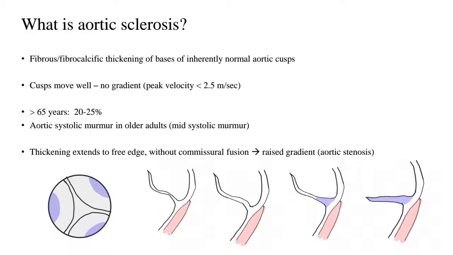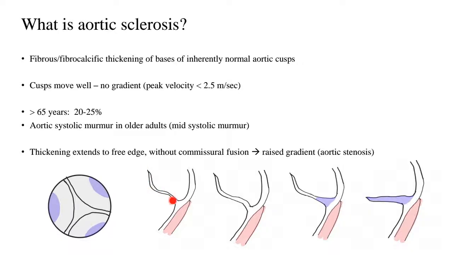Now, what happens is when the thickening, which is initially present at the base of the aortic cusps, starts extending to the free edge of the valve cusps without any commissural fusion, then the gradient across that aortic valve starts increasing, and that's when we start getting aortic stenosis. That's when the velocity across the valve becomes more than 2.5 meters per second. So this is what is demonstrated here.